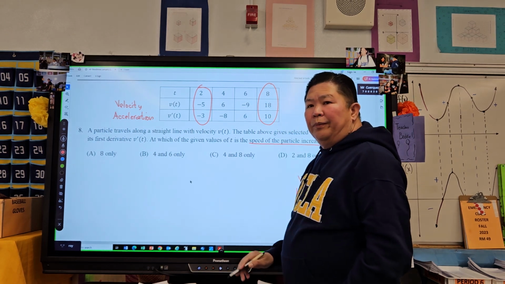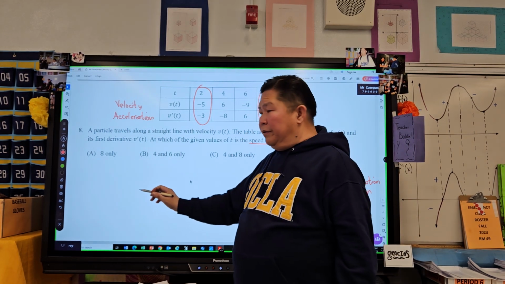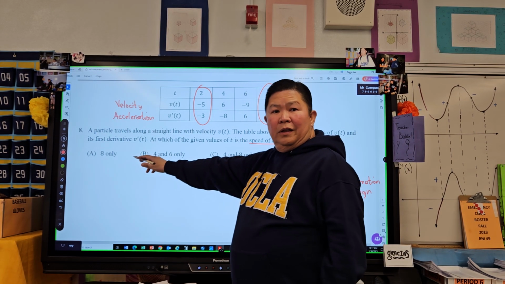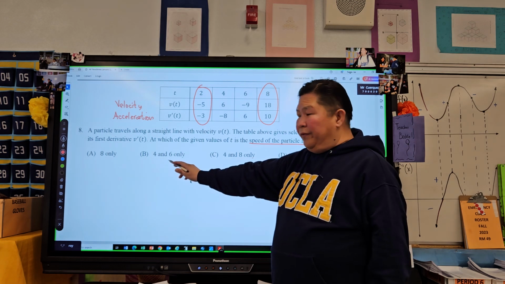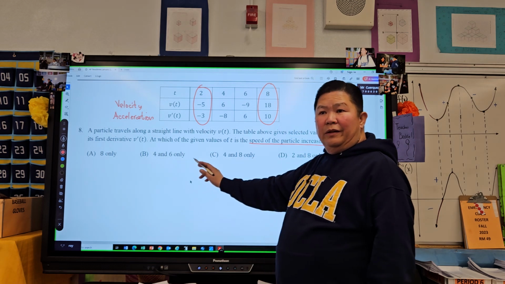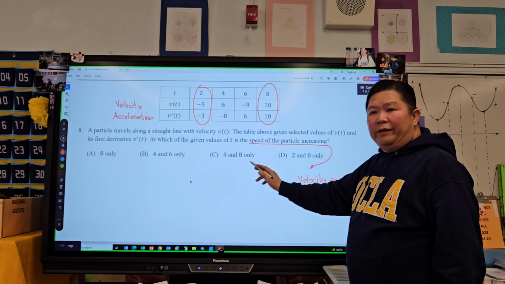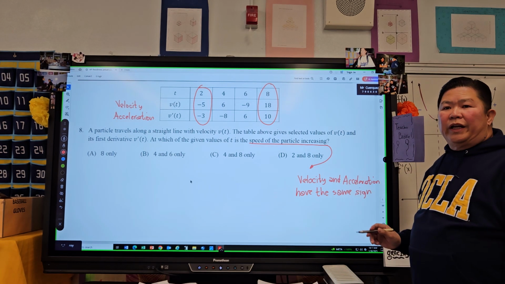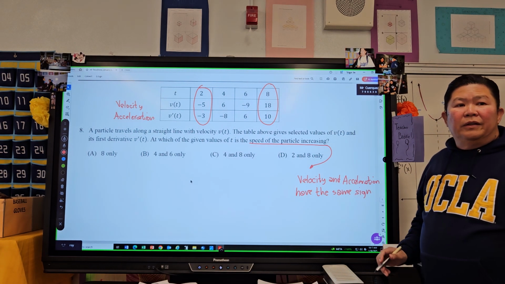So therefore, what is our option? A, B, which is 4 and 6 only, C, which is 4 and 8, or D, which is 2 and 8 only? What letter?